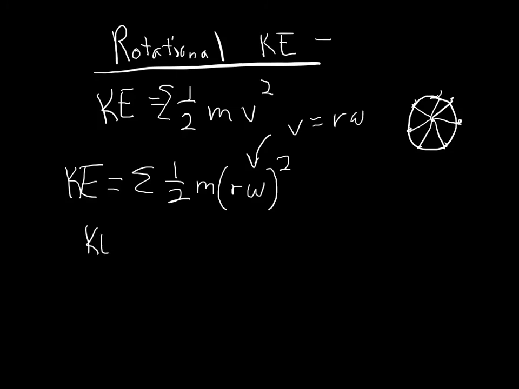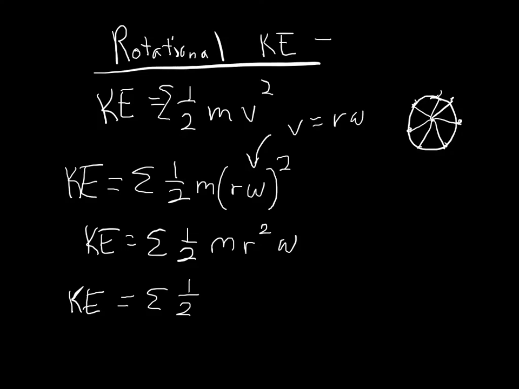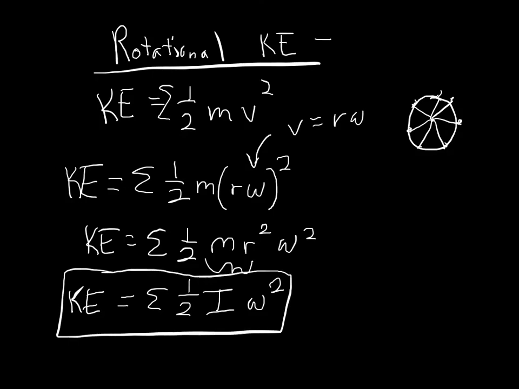So now kinetic energy is equal to the sum of 1/2 times m times r squared times omega squared. If you remember what mr squared is, the rotational analog to mass, I, and omega is the rotational analog to velocity, kinetic energy is equal to 1/2 I omega squared. Kinetic energy of a rotating object. Almost exactly the same as an object that's just moving in a straight line. We just need to replace with the rotating analogs.